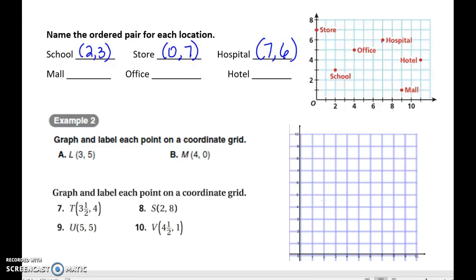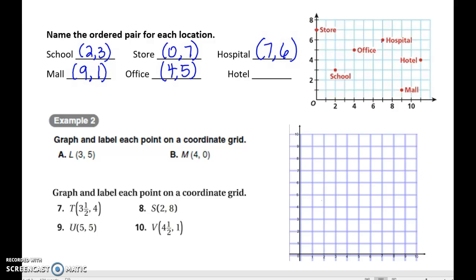So parentheses 7, 6. The mall, I'm going across the X, over 9, up 1. So I'm going to have parentheses 9, 1. Office, I'm going over 4, up 5. So 4, 5, and I make sure I have parentheses around it.